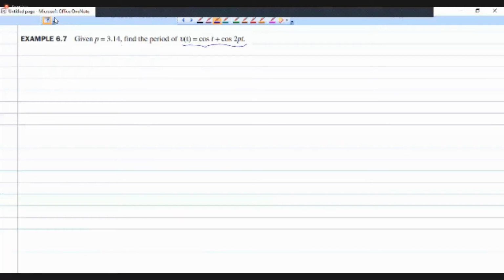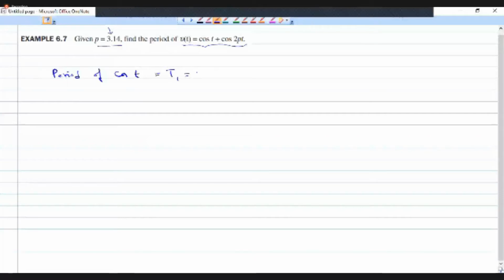Don't think that it is the value of pi and put pi here and pi is irrational. Don't go to such conclusions. Just take this value only and find out whether it's periodic. If it is periodic, find out the period. So what is the period of cos t? We have already written it as equal to 2 pi in our previous example.